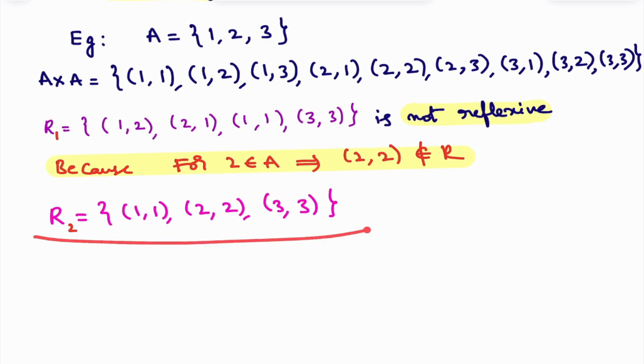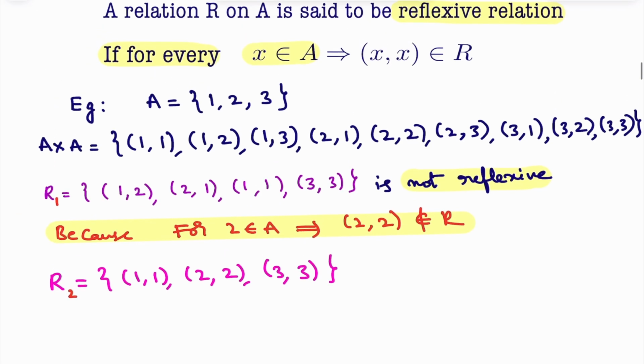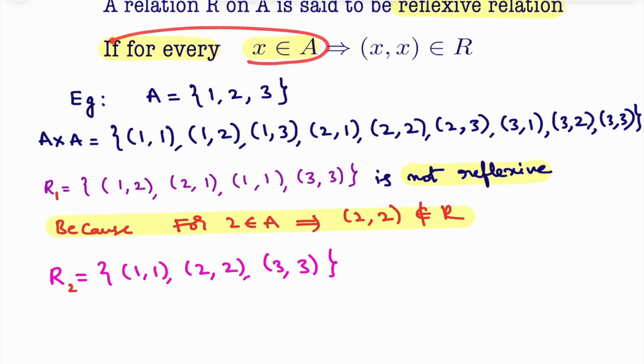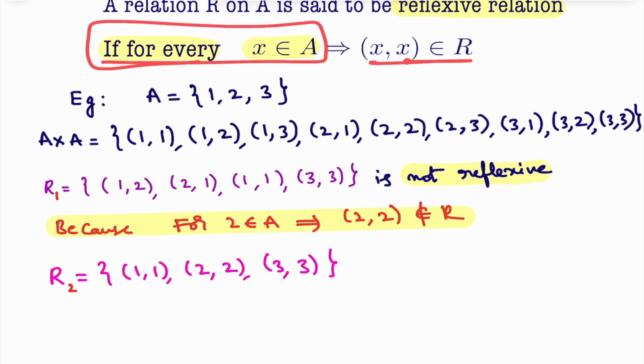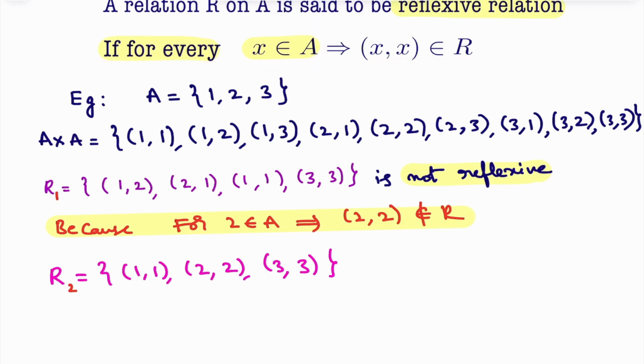Okay. Now, is this relation reflexive? What is the condition? The condition is for every x belongs to A. This is important. For every x belongs to A, ordered pair x comma x belongs to the relation. You take here 1. 1 is there in set A. Is 1 comma 1 there in this relation? Yes, it is there. That means this element passes the reflexive test. Okay. Now come to 2. 2 is there in set A. Is 2 comma 2 there in this relation? Yes. So this element passes the reflexive test.